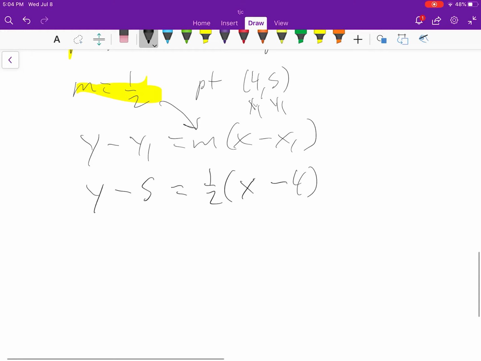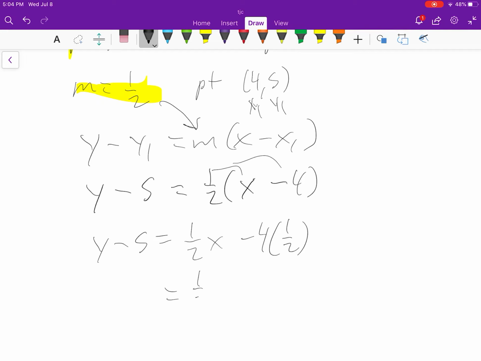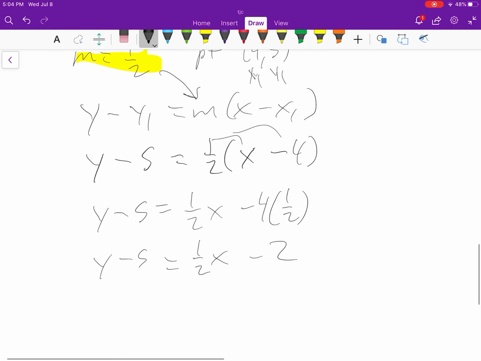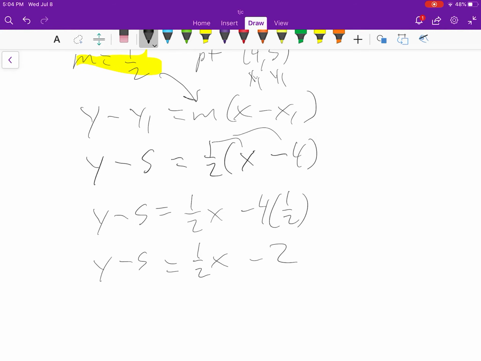Okay? Now you distribute, like that. And then simplify. And then lastly, we need to add the 5 to both sides, so we're solving for y. And you'll end up with the equation y equals 1/2 x plus 3. Okay?